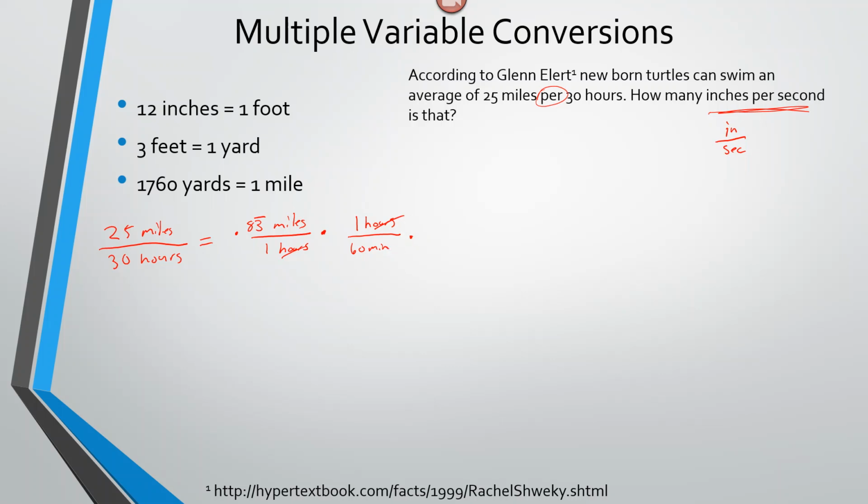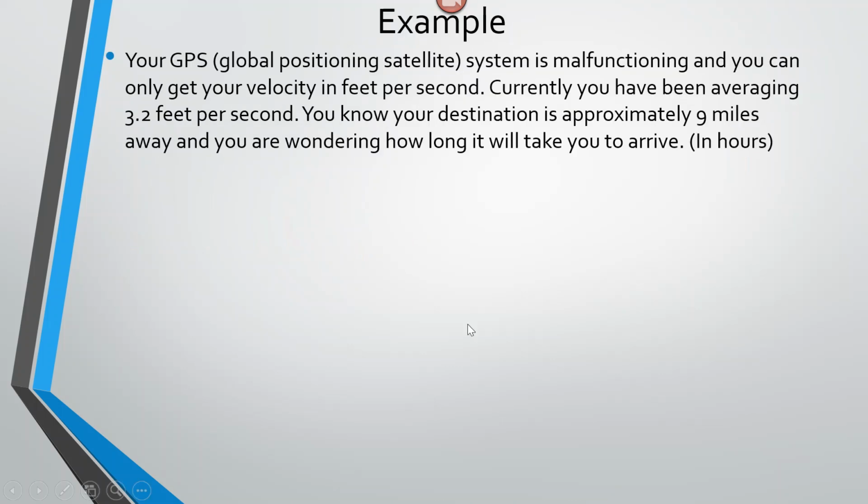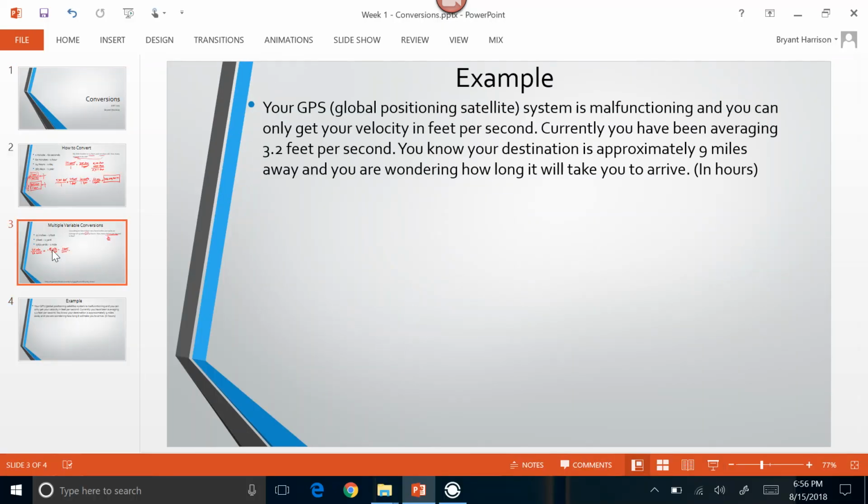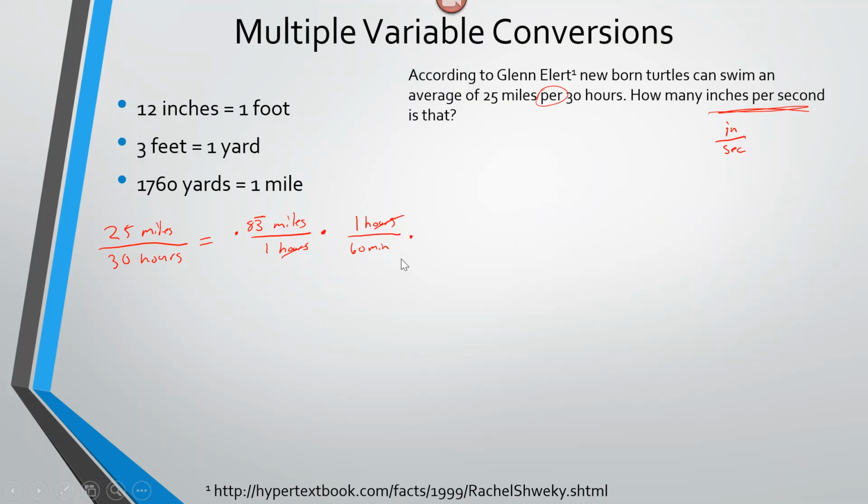Now we got minutes in the denominator, but we want to eventually get to seconds. So our minutes are going to be in the numerator. 1 minute divided by 60 seconds. And our minutes cancel. And we have seconds in the denominator. And that's exactly what we're looking for right here.